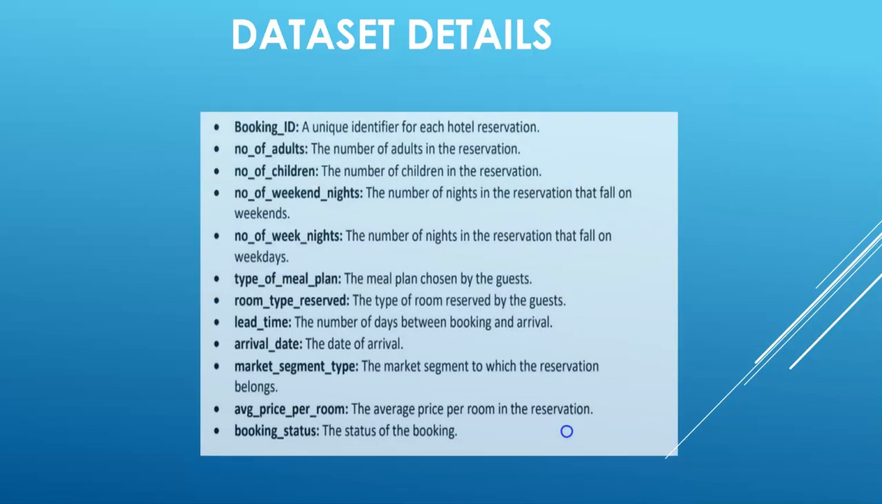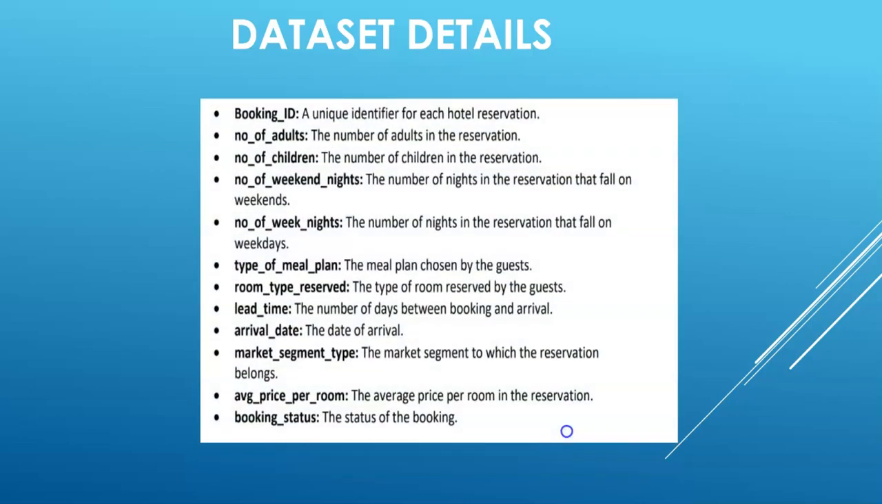So these are the dataset details, with these columns: booking ID, number of adults, number of children, number of weekend nights, number of weeknights, type of meal plan, room type reserved, which is room type 1, room type 2, and so on, lead time, arrival date, market segment type, average price per room, and booking status, whether it is confirmed or not confirmed.